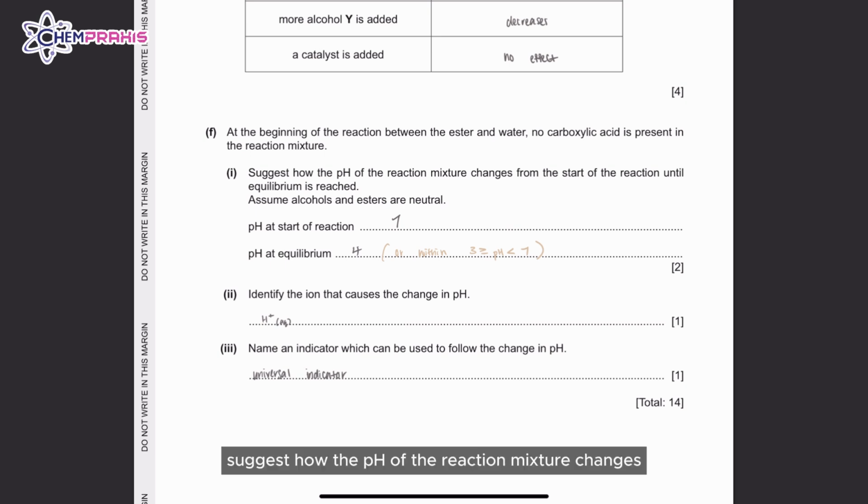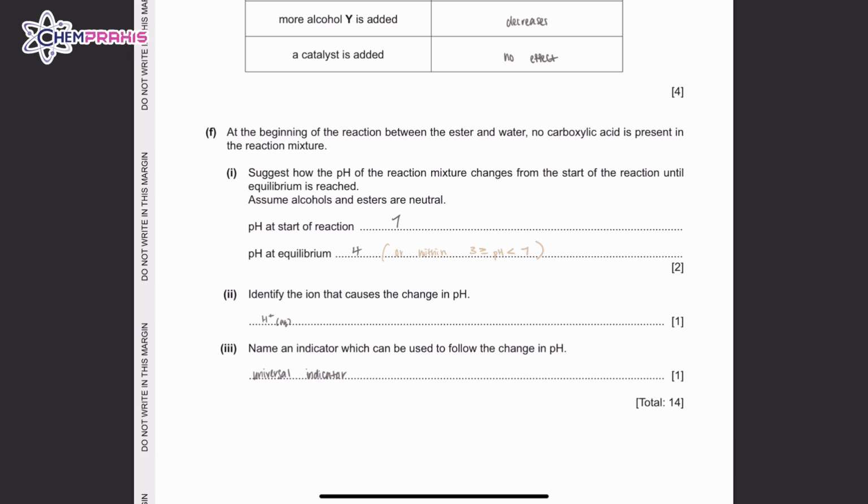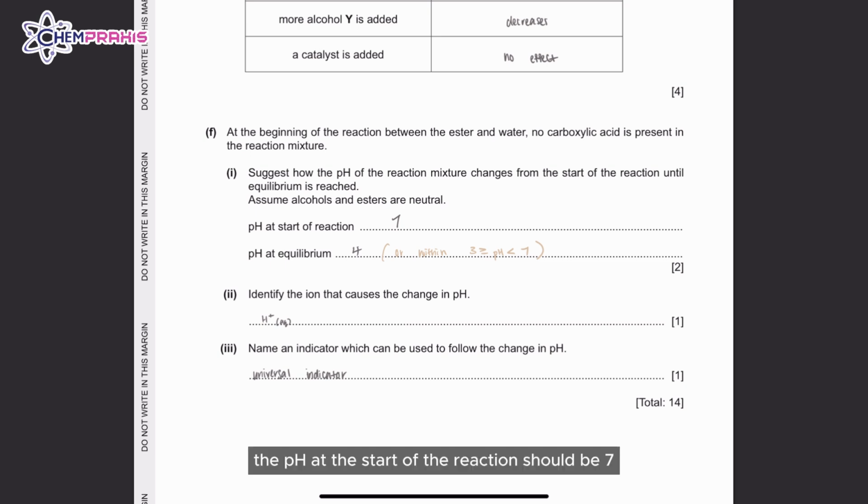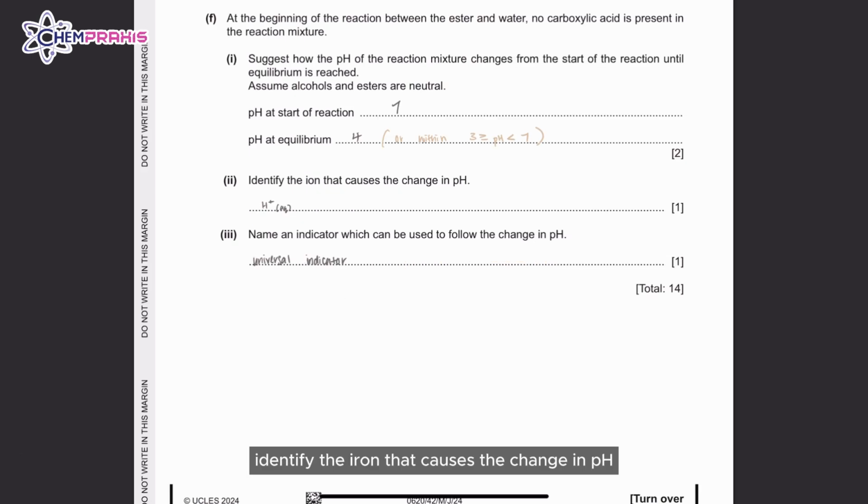Suggest how the pH of the reaction mixture changes from the start of the reaction until equilibrium is reached. Assume alcohols and esters are neutral. The pH at the start of the reaction should be 7, and the pH at equilibrium should be around 4. Or you can get a pH of 3 or more, but less than 7. Identify the ion that causes the change in pH. The ion that causes the change in pH would be the hydrogen ion.